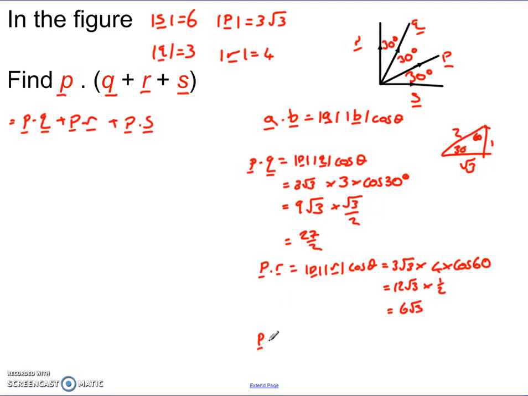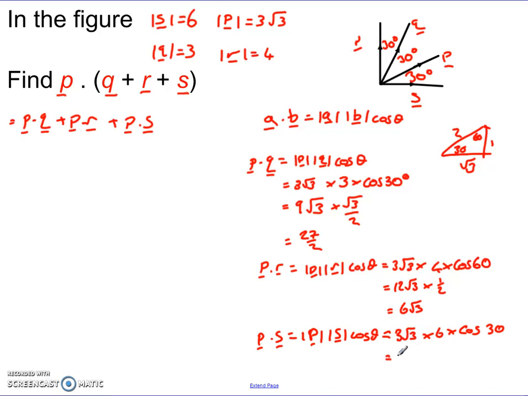Last one we then have is the P dot S. Again, same formula. The only big difference is it's the magnitude of S there, and the theta is the angle between the P and the S this time. So magnitude of P, again, we know is 3 root 3. The magnitude of S is 6. And cos theta is times the cosine, this time between P and S, of 30.